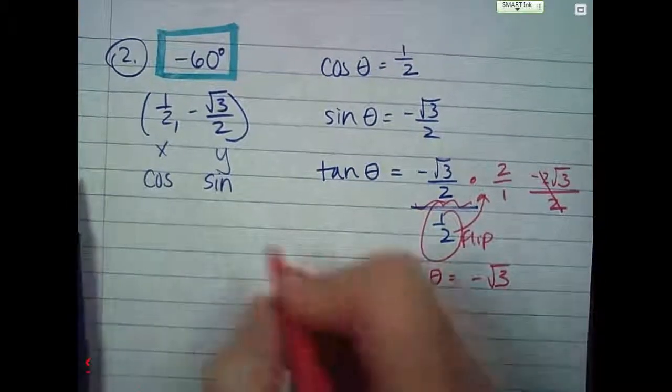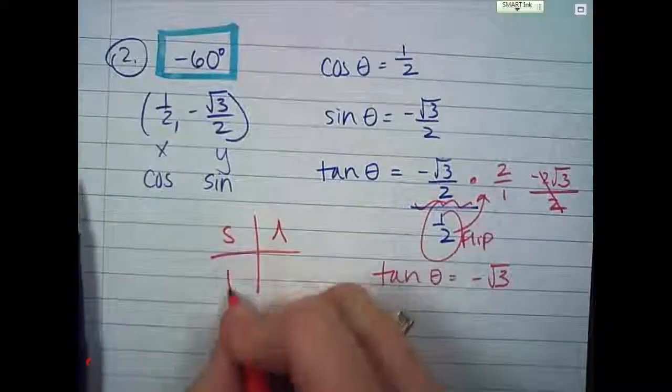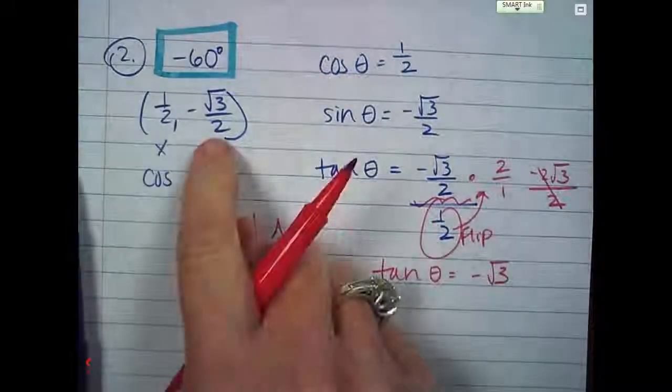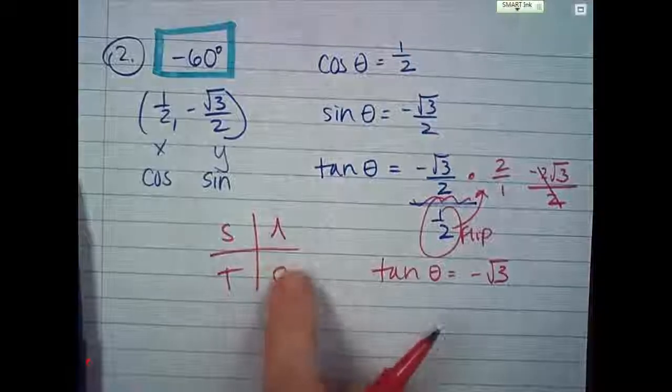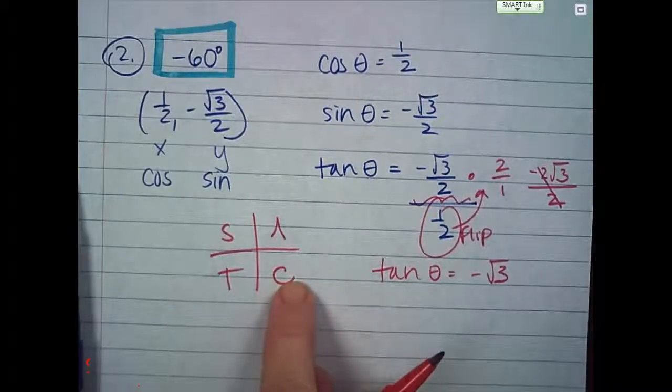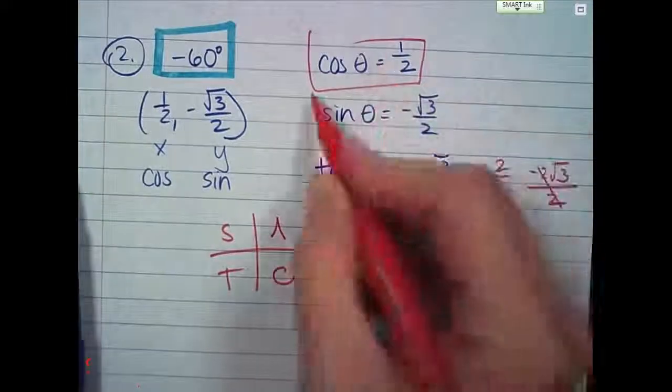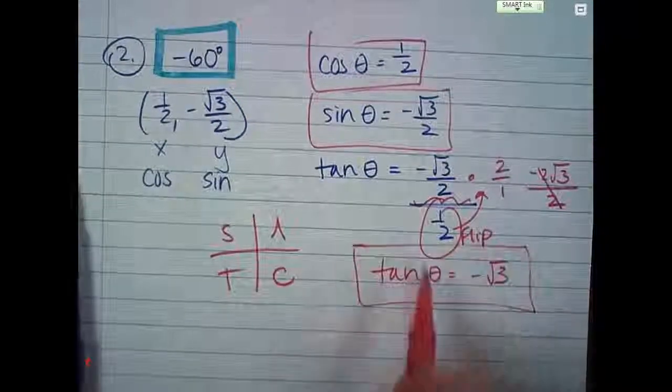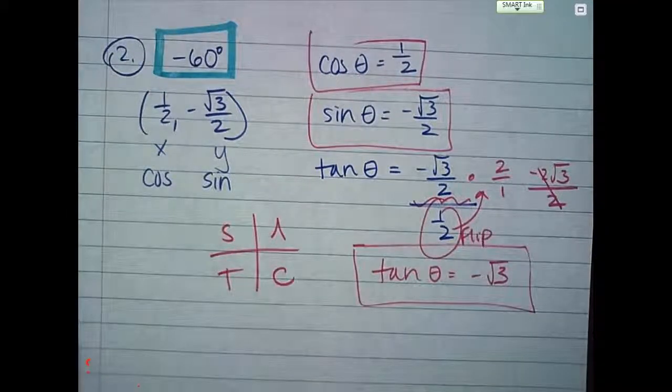Let's check our little trick. All Students Take Calculus. I'm in quadrant 4, so only cosine should be positive. Yes, these are negative, so I'm right. Does that make sense?